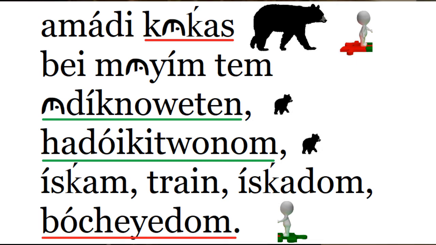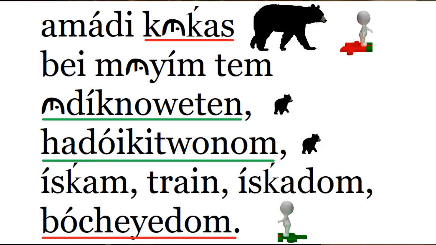Which one happened first? First, she hauled her stuff down to the train station. You can tell it happened first because of the wonom ending. Remember, the wonom ending means it happened before the other actions even started. That ending shows it happened before the other actions in the sentence and was completed. Then she got to the train station, adik noetin. Now we're ready for the main clause. Amade kakas be muyim tem train bochedom. I'm waiting for the train there now.